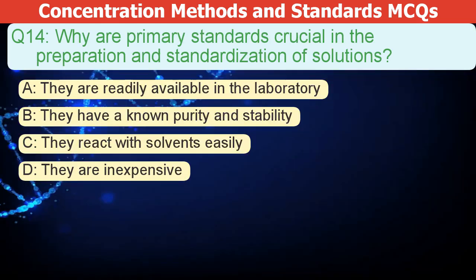Why are primary standards crucial in the preparation and standardization of solutions? A. They are readily available in the laboratory. B. They have a known purity and stability. C. They react with solvents easily. D. They are inexpensive.